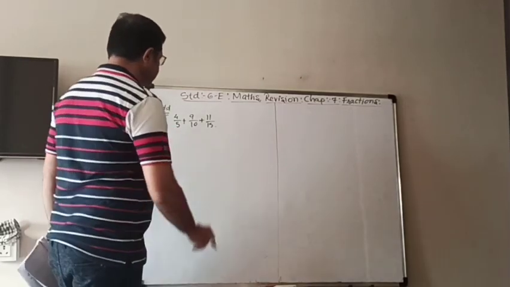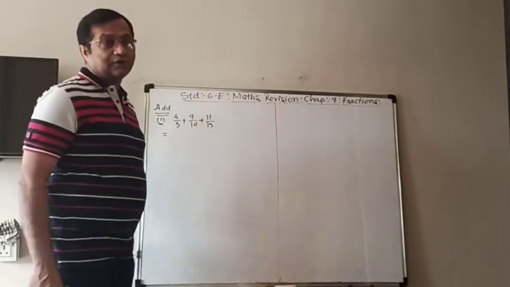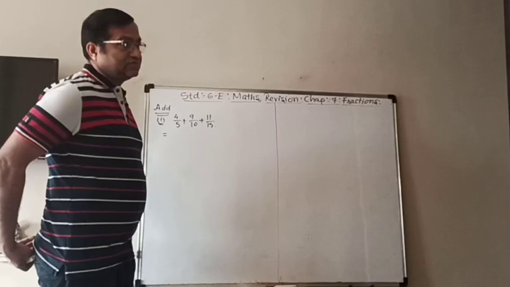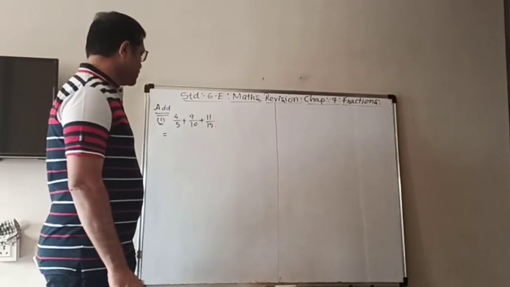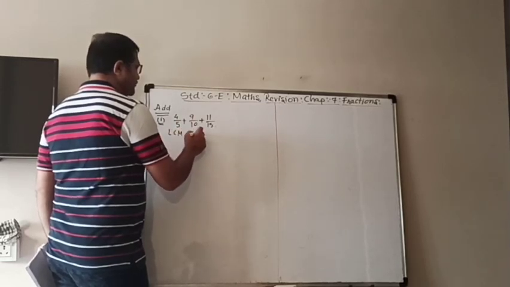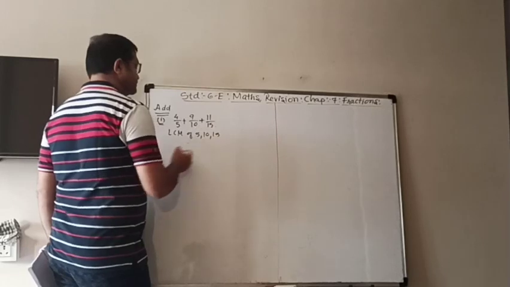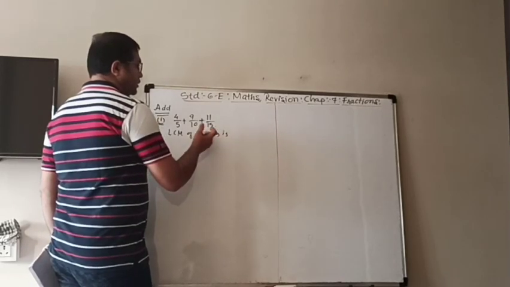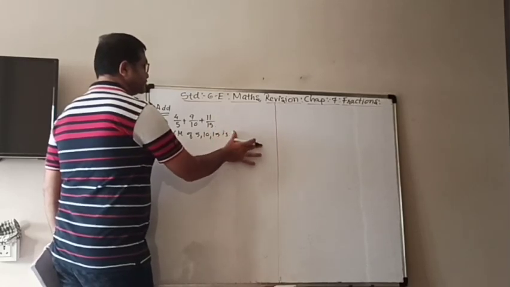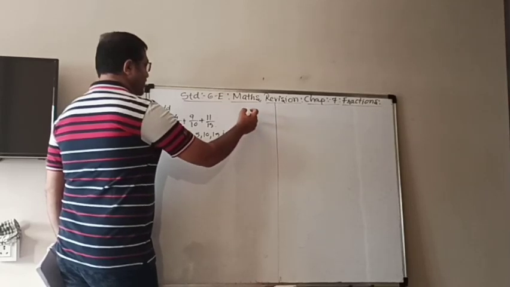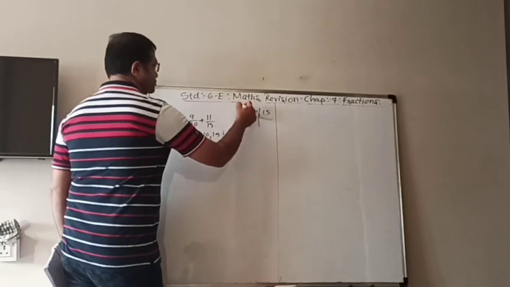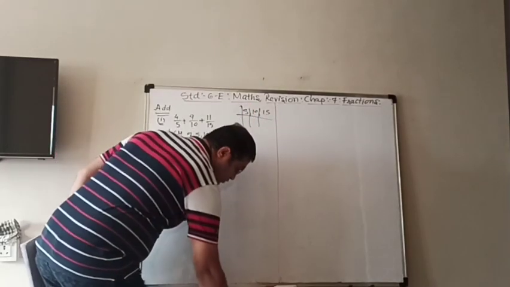Now, we know that when we add, we have to find the equivalent fractions of all such that they have equal denominator. For that, we have to take the LCM of the denominators. So, LCM of 5, 10 and 15. I know how to do it very quickly. So, that is 30. If you don't know, as I told you in the last session also, you have to find it by this method, and then easily you will be able to find it.